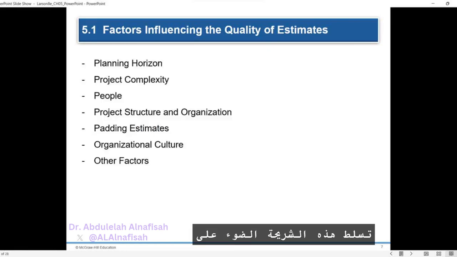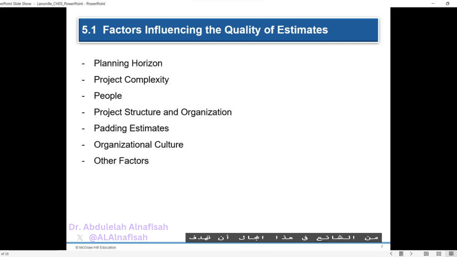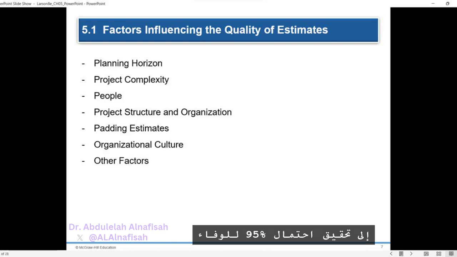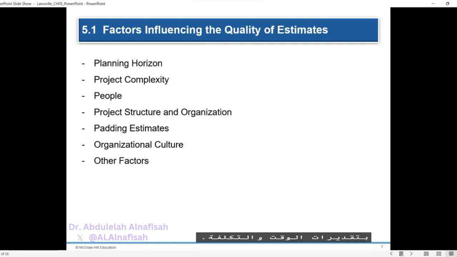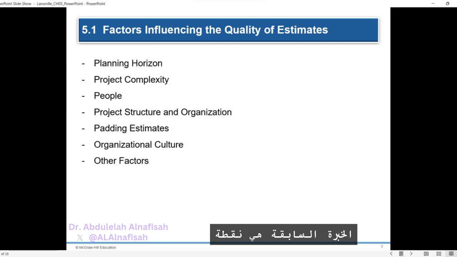This slide highlights several factors that influence the accuracy and quality of time and cost estimates in project management. These factors include desire for 95% probability. It is common in the field to aim for a 95% probability of meeting time and cost estimates. Past experience is a good starting point, but additional considerations are necessary to reach this level of accuracy.